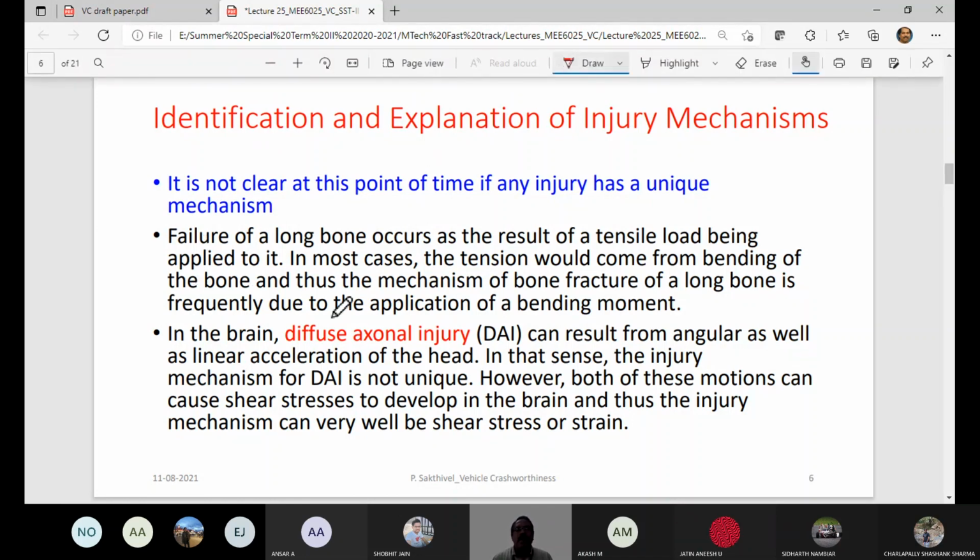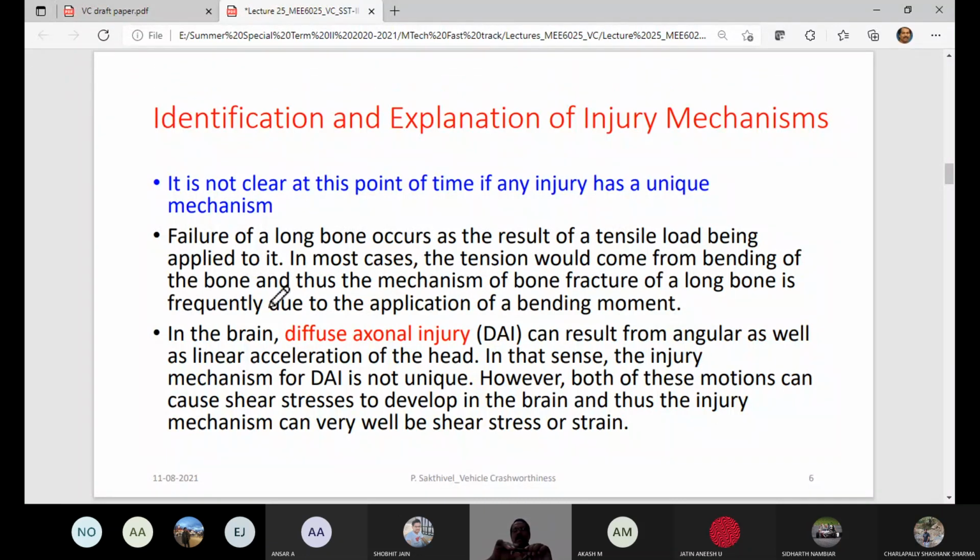Failure of long bones, that is the pelvic bone if you look at that, occurs as a result of tensile load being applied to it. In most cases, the tension would come from the bending of the bone. So when you see any structure bending, there are layers under tension and layers under compression. The tension comes because of bending of long bones, and that is caused by the application of bending moment. So there are bending moments that act on a human occupant during the collision.